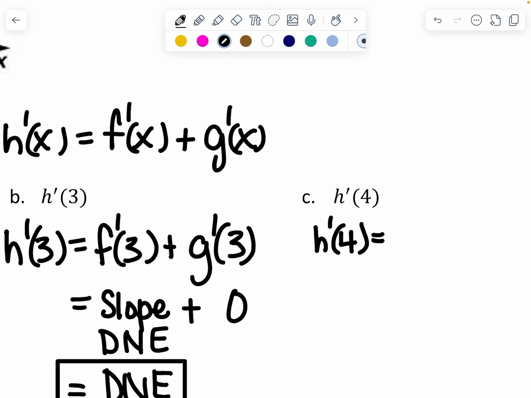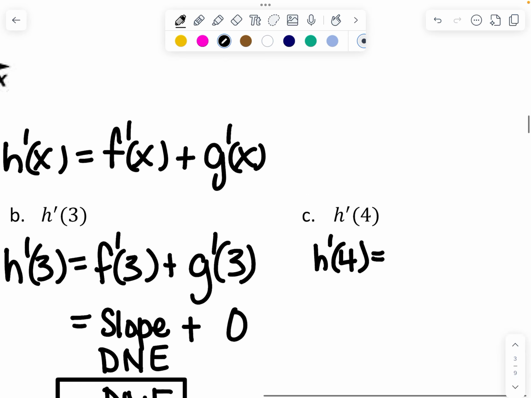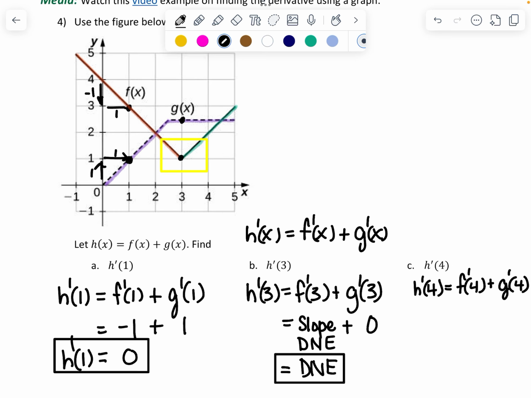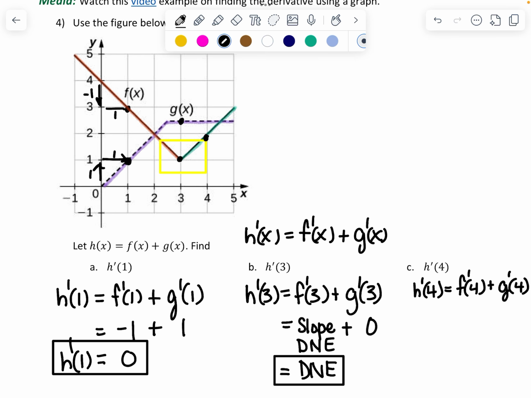Okay, let's try h prime of 4 is equal to f prime of 4 plus g prime of 4. Going back to look at the graph. So at 4, it looks like on f the slope is 1, plus on g prime of 4 up here, the slope looks to be 0. Remember, it's a horizontal section there, so I'm going to say it's 0. So overall, h prime of 4 is equal to 1 there.